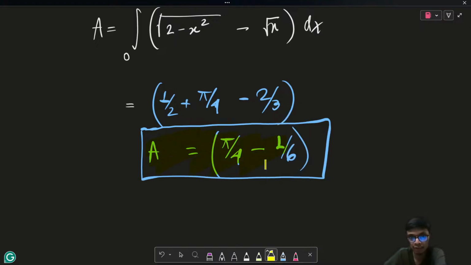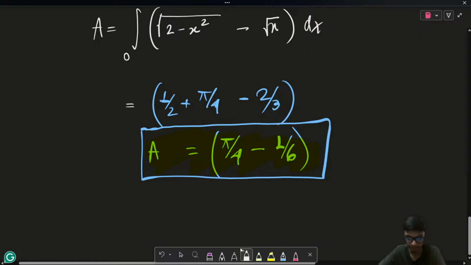I hope this is clear to all of you. This particular answer is clear to all of you. Are you all getting the same answer? Please let me know. Are you all getting the same answer?